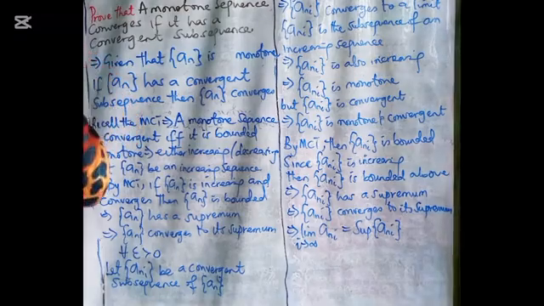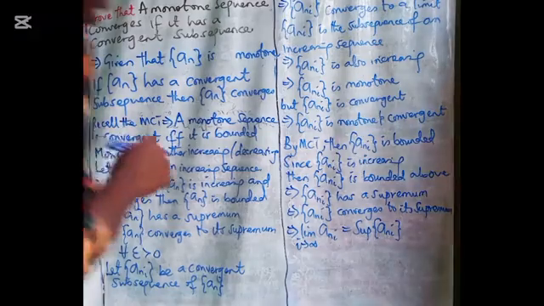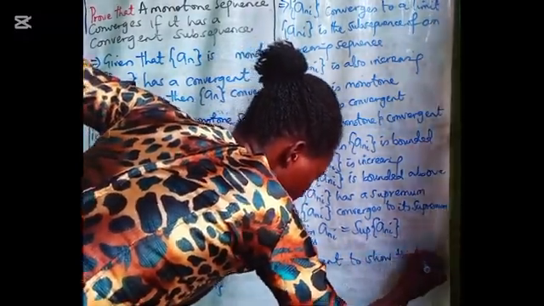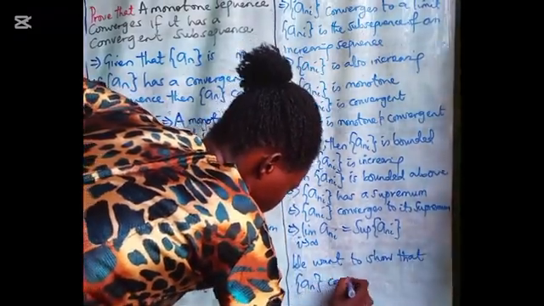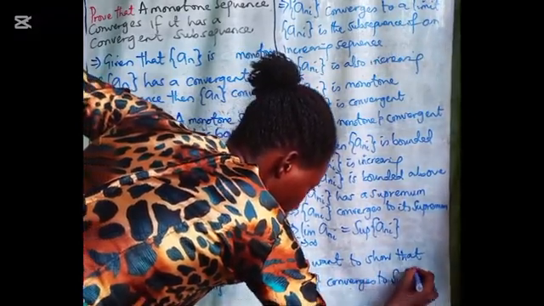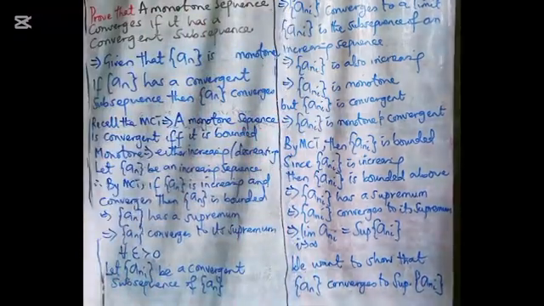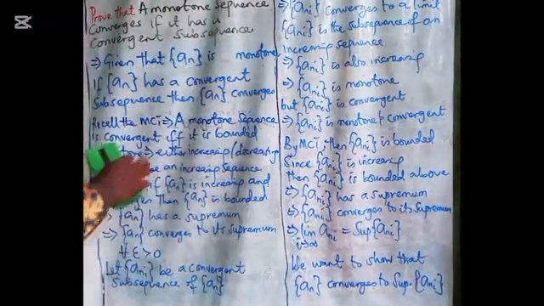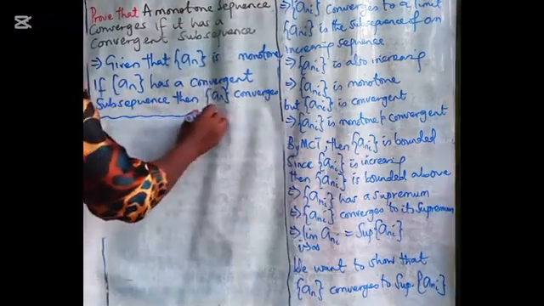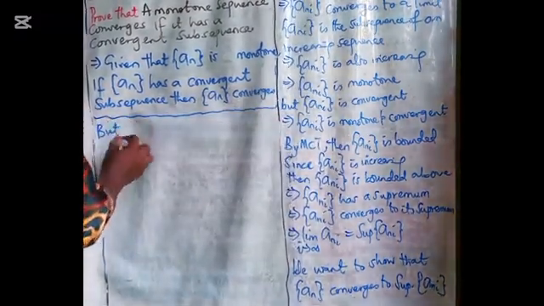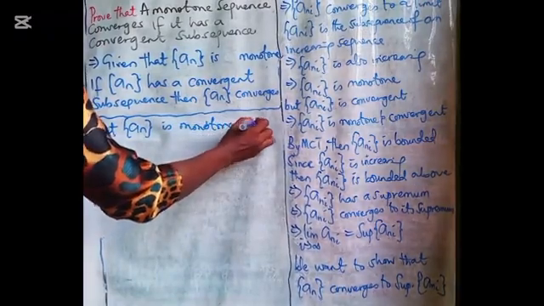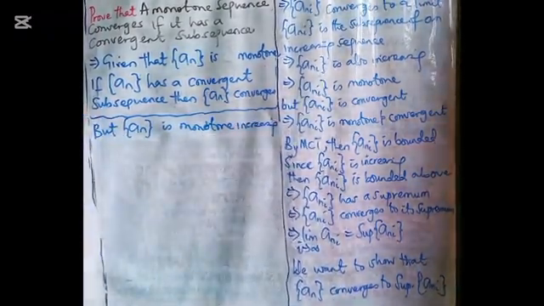Now we want to show that A sub n also converges to the supremum of A sub ni. But remember, we have said that A sub n is monotone increasing, since we said let A sub n be an increasing sequence.